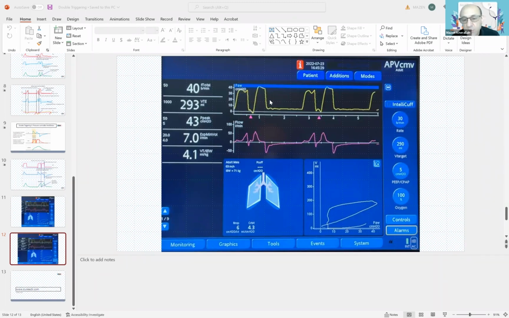If the machine is triggered by the flow and the patient is able to generate a flow that is high enough to trigger the ventilator again, he will have double triggering. If the patient is not able to generate that required flow, you don't have double triggering. So it is prolonged inspiration and the ability to reach that trigger level, whether it is pressure trigger or flow trigger. It doesn't make any difference.